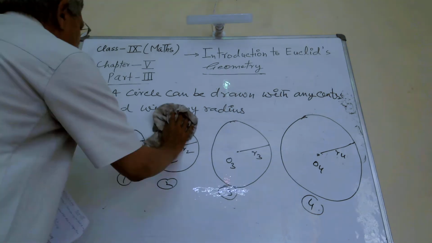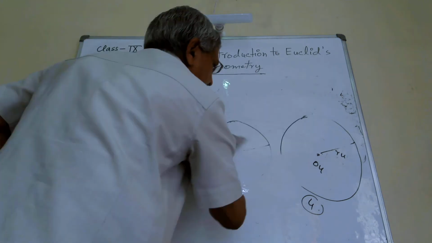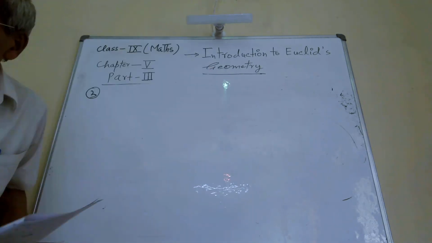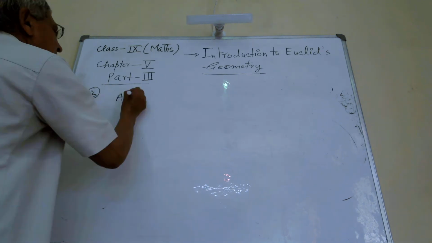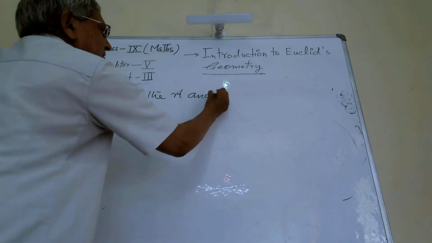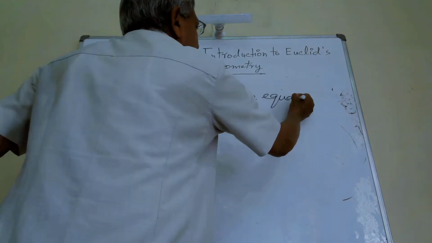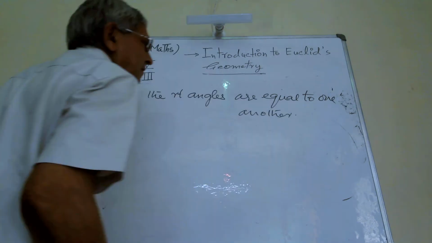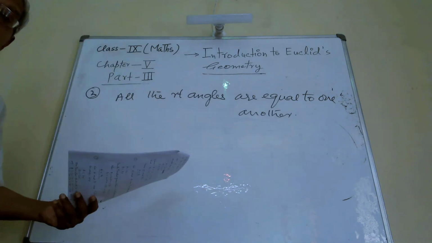Now come to the fourth postulate. What is the fourth postulate? All the right angles are equal to one another. And what is a right angle? An angle of 90 degrees is called a right angle.